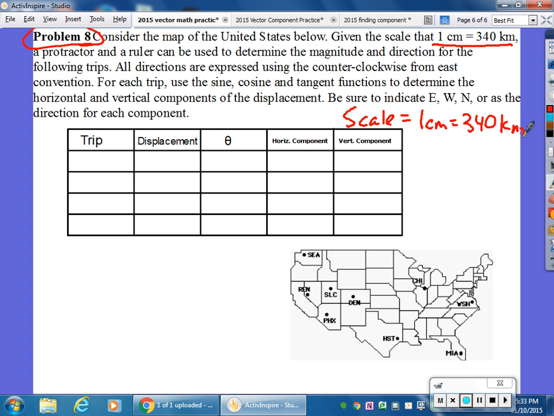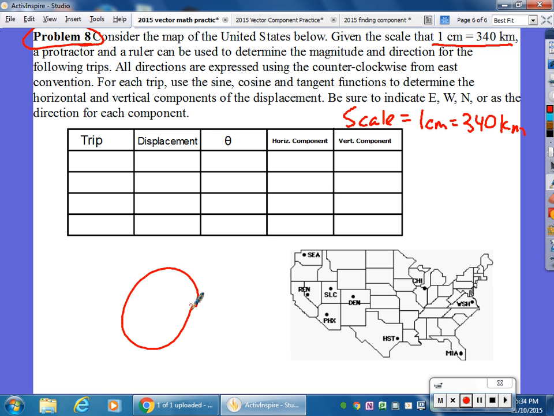And then it says a protractor and a ruler can be used to determine the magnitude and direction for the following trip. All directions are expressed using counterclockwise from east convention. So that's just what we're used to using, which is 0 degrees here and then all the way around to 360. For each trip, use sine, cosine, and tangent functions to determine the horizontal and vertical components of the displacement. Be sure to indicate east, west, north, or south for the direction of each component in terms of 0, 90, 180, or 270 degrees.